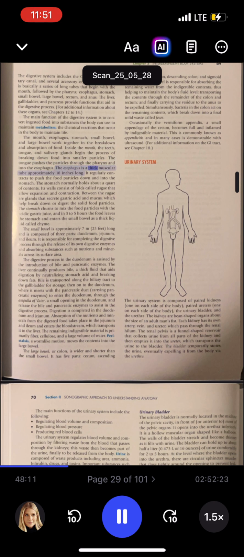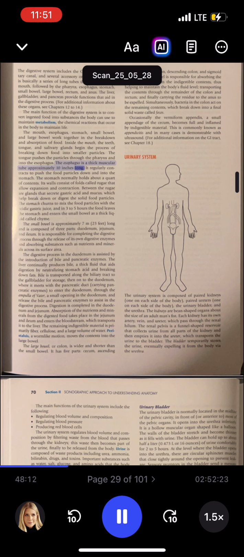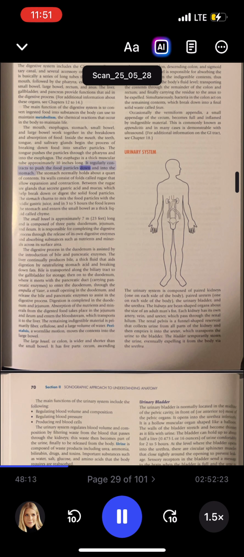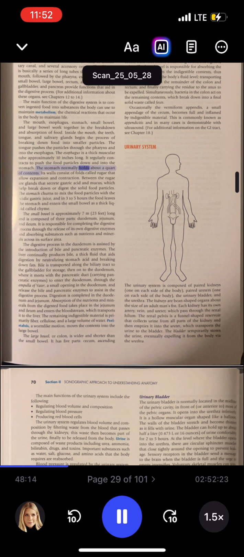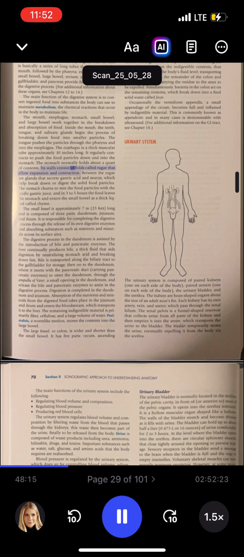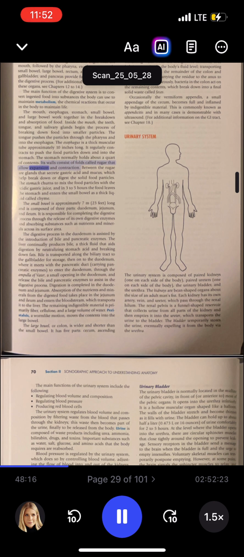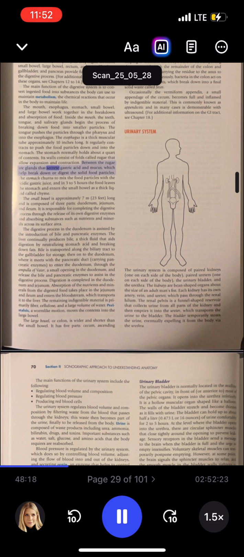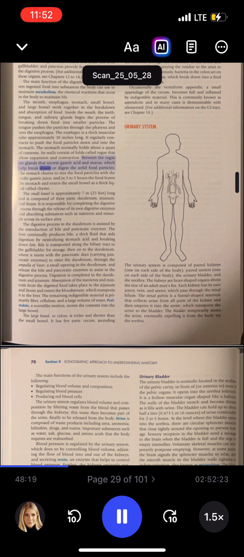The esophagus is a thick muscular tube approximately 10 inches long. It regularly contracts to push the food particles down and into the stomach. The stomach normally holds about a quart of contents. Its walls consist of folds called rugae that allow expansion and contraction. Between the rugae are glands that secrete gastric acid and mucus, which help break down or digest the solid food particles.